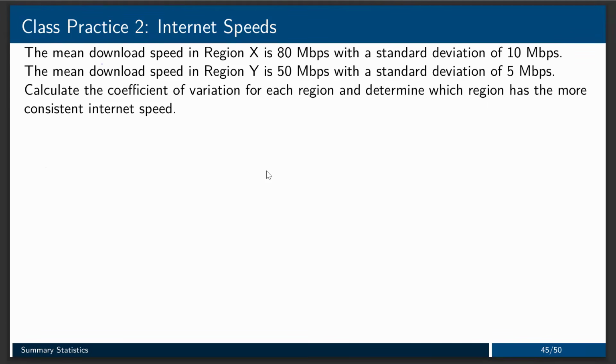Here's another example. The mean download speed in region X is 80 Mbps with a standard deviation of 10 Mbps. The mean download speed in region Y is 50 Mbps with a standard deviation of 5 Mbps. Calculate the coefficient of variation of each region and determine which region has more consistent internet speed.